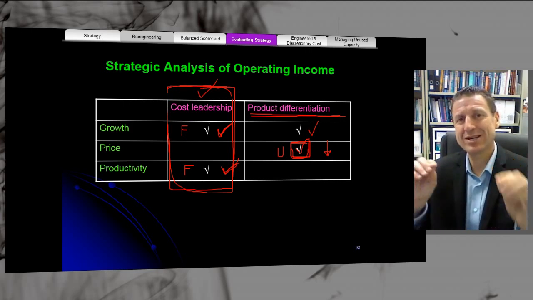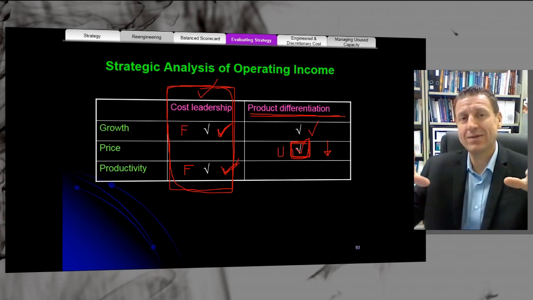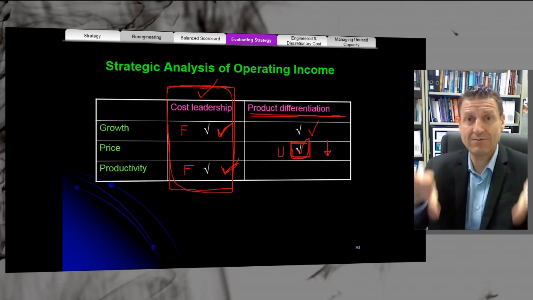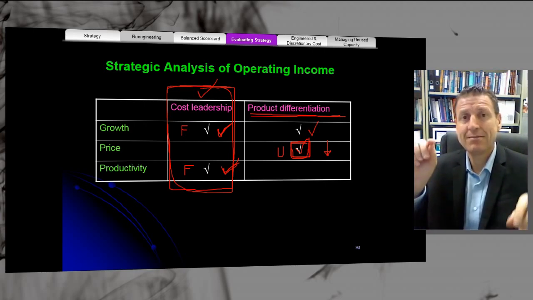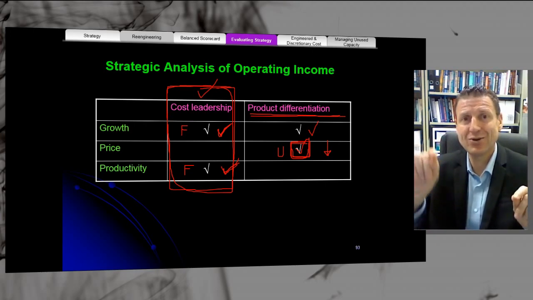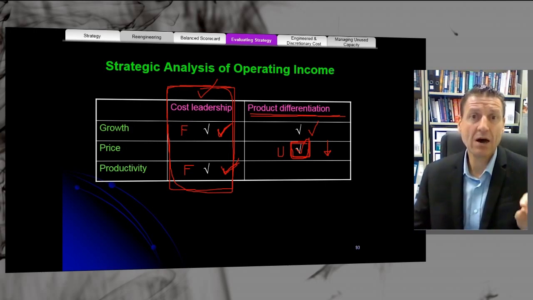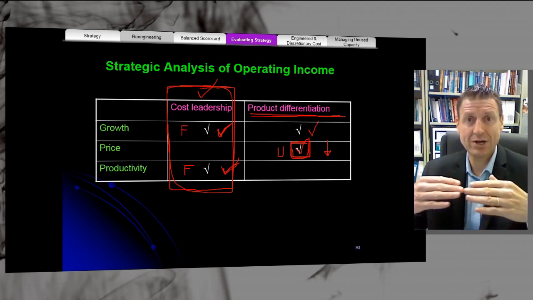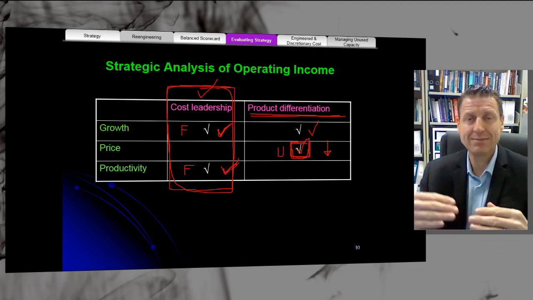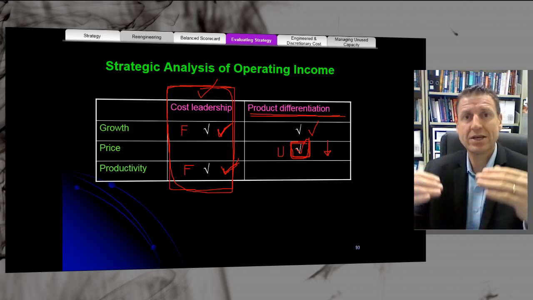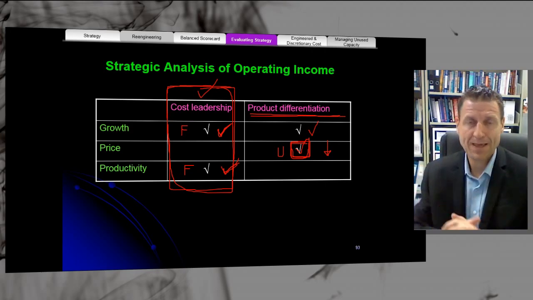See, so as you can see here, depending on the general orientation or the focus of the strategy, senior management are going to look at different aspects of the operating income. Growth, price, and productivity are nearly impossible to focus on all at the same time. Sometimes you may have to give up one to get more of the other.